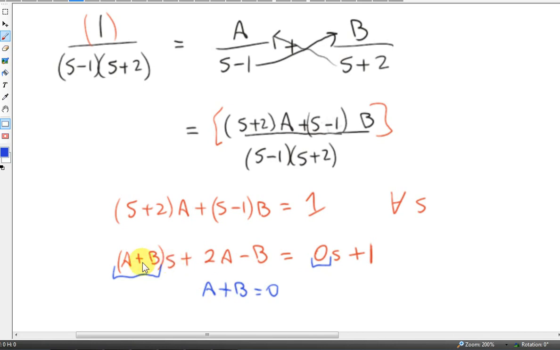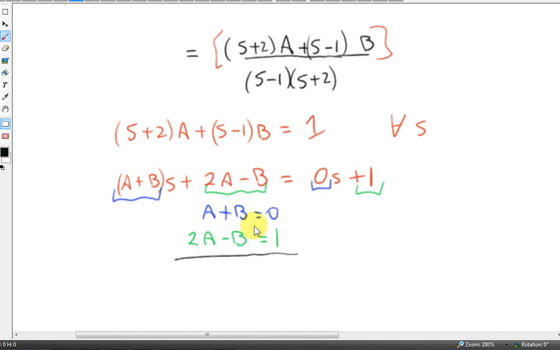So it doesn't matter what s is. If a plus b is 0, then this identity will be true. And what's left then, 2a minus b, must equal plus 1. So we have 2 equations and 2 unknowns. If we simply add both sides, we get 3a equals 1. So we found that a is a third, as we saw. And if a is a third, then b must be minus a third, because a plus b is 0.